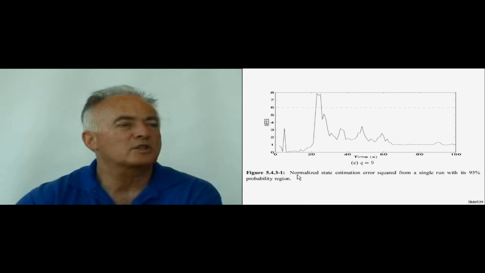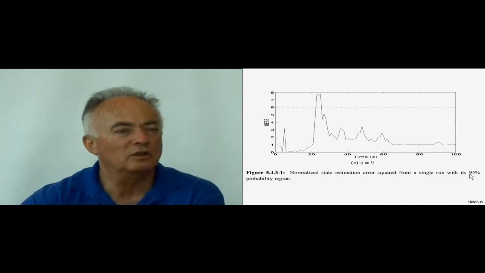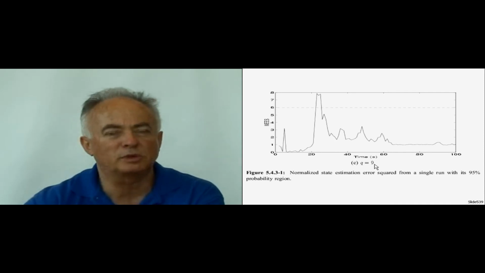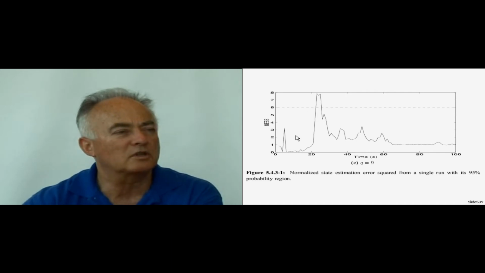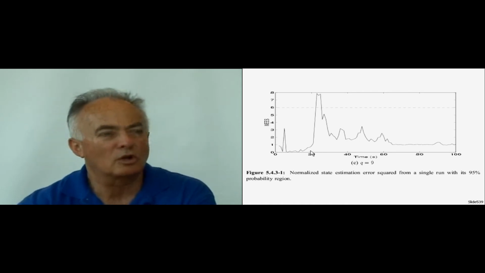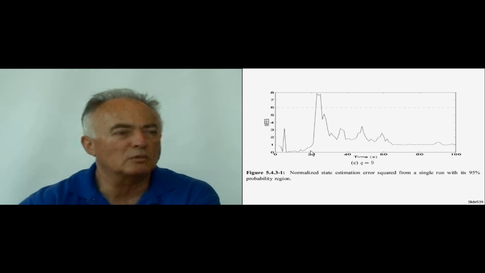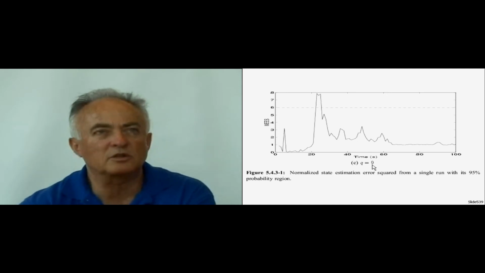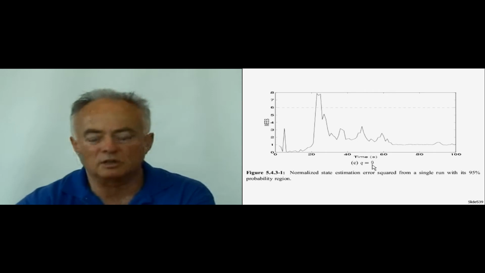Here is the normalized state estimation error from a single run with a 95% probability region. This is Q equals 9. It's a high process noise situation. And again, there are 3 points out of 100 outside the region of 6. You can see that sometimes it's low here. It doesn't really matter what's happening there. But around 95% of the points are indeed within the acceptance region, so we can accept the null hypothesis that this filter, which was designed using process noise variance equal to 9 and run on a system with the same process noise, is operating in an acceptable manner.